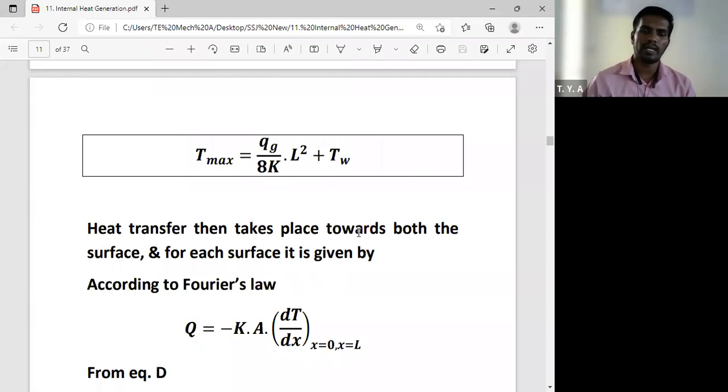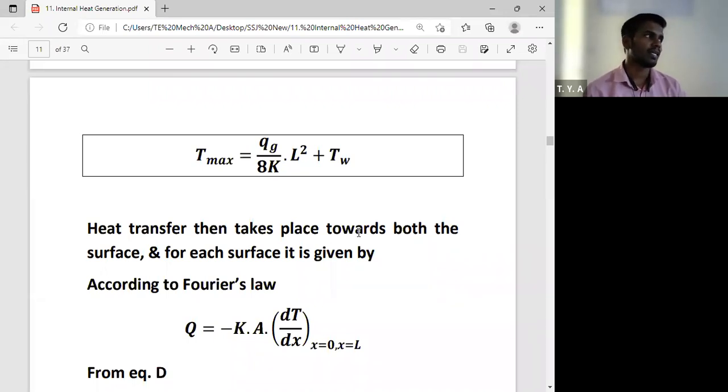Heat transfer then takes place towards both the surfaces, and for each surface it is given by, according to Fourier's law, Q is equal to minus K into A into dT by dx.